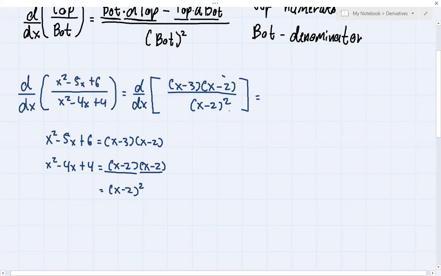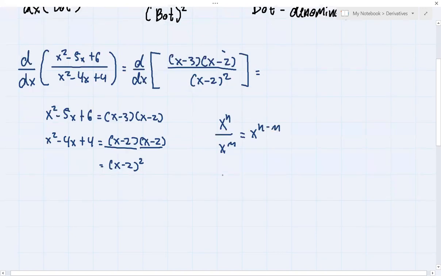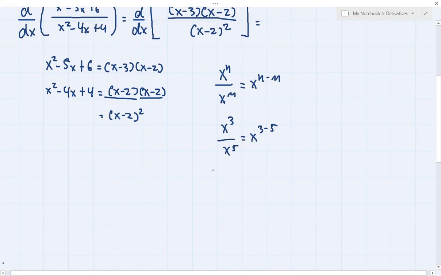Okay? Naalala niyo yung laws of exponent na naka-fraction? If we have x raised to n all over x raised to m, therefore, you have x raised to n minus m. Diba? So, kunwari, meron tayong x raised to 3 all over x raised to 5. So, magiging x raised to 3 minus 5. So, ganun din kapag merong polynomial na ganun. So, kunwari, meron tayong 3x plus 1, okay, all over 3x plus 1 raised to 3.